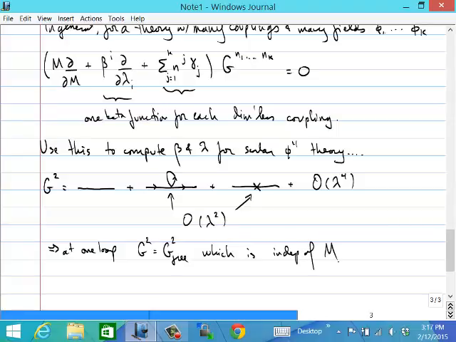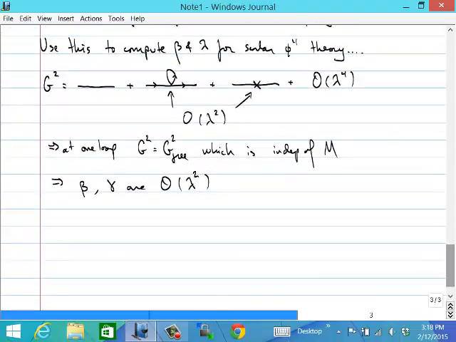So that means that at one loop order, both beta and gamma have to vanish, just by comparing it to the Callan-Symanzik equation up here. So in particular, beta and the anomalous dimension gamma have to be of at least one higher order, lambda squared. Okay, so there wasn't too much to do for the two-point function. Let's now consider the four-point function.